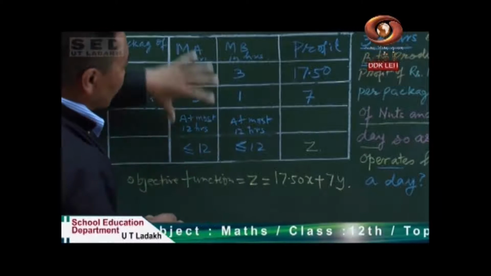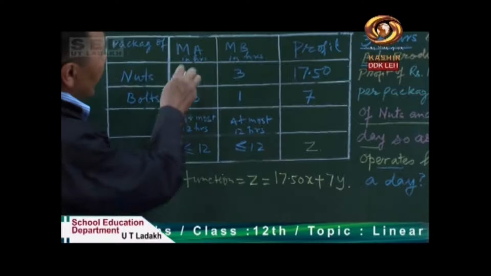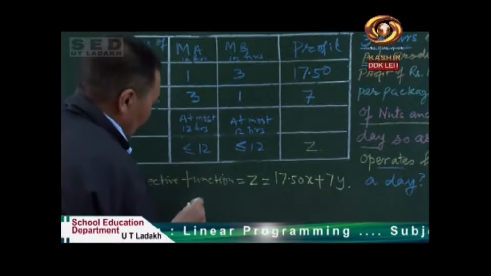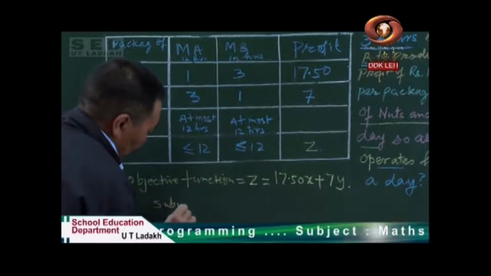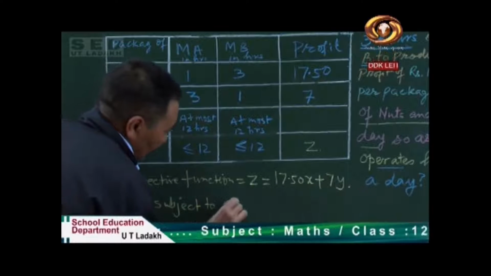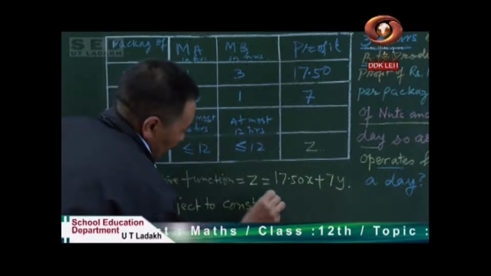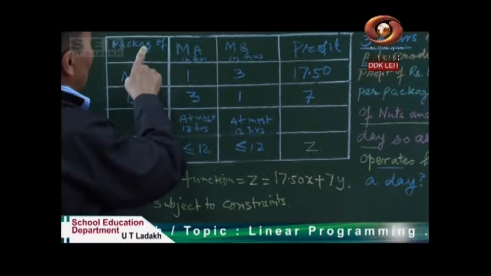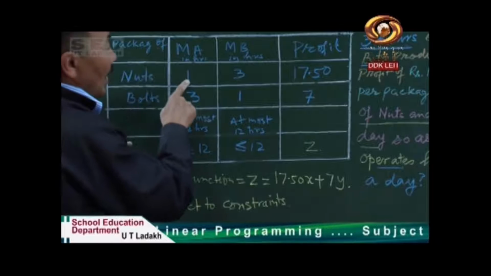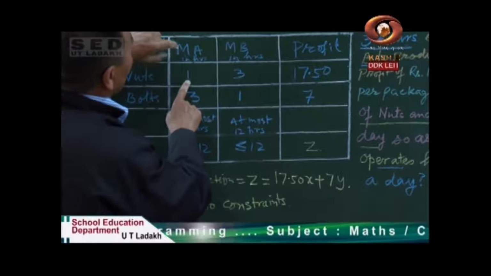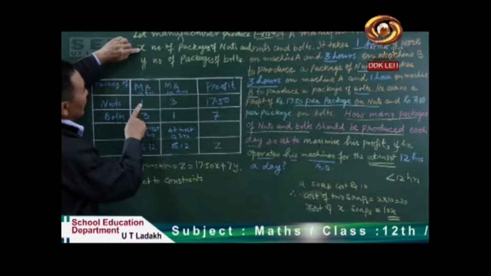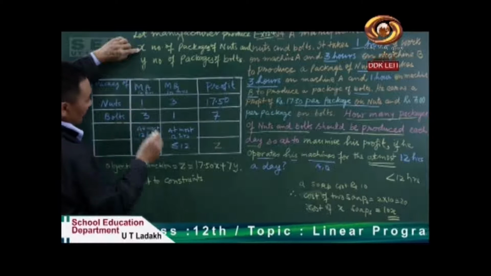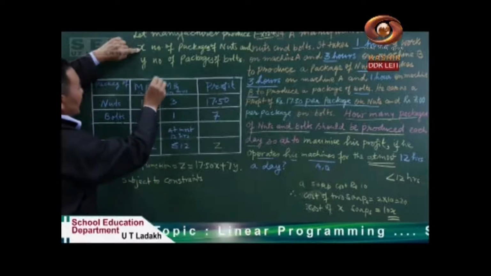Now we go to the constraints, because we are using two machines, A and B, and the time should be less than 12. Subject to constraints. For a packet of nuts it takes 1 hour on machine A. So if he produces X packages of nuts, then it takes 1x hours. This constraint is machine A's constraint.